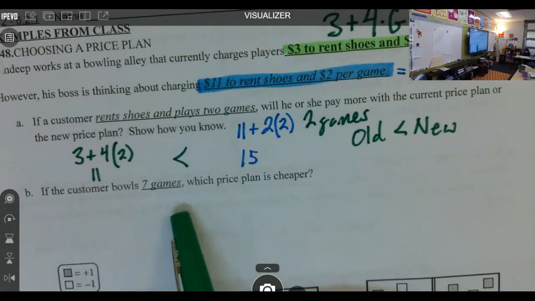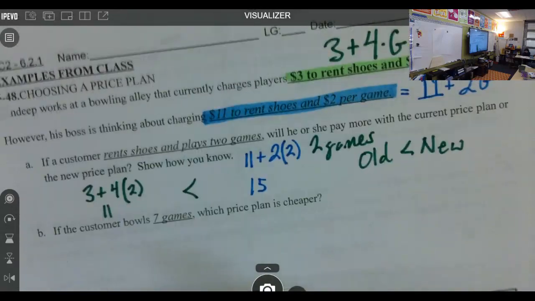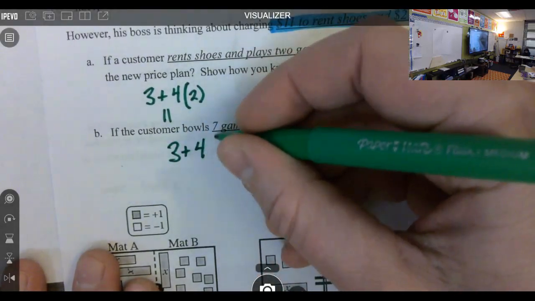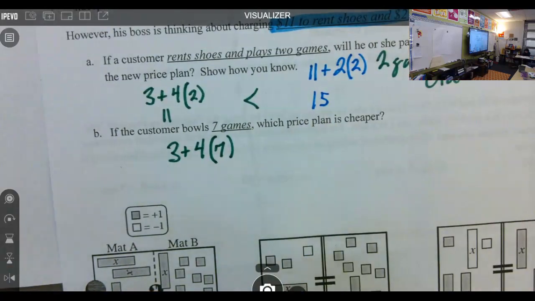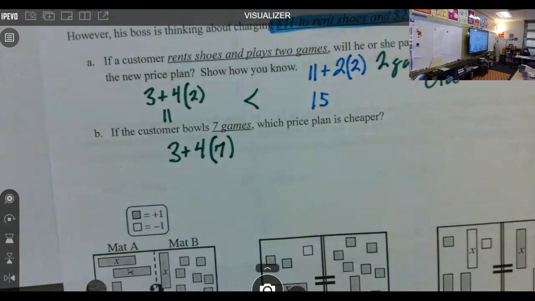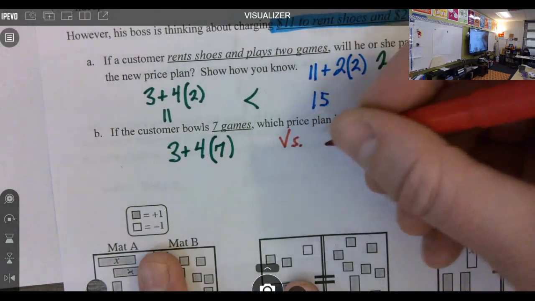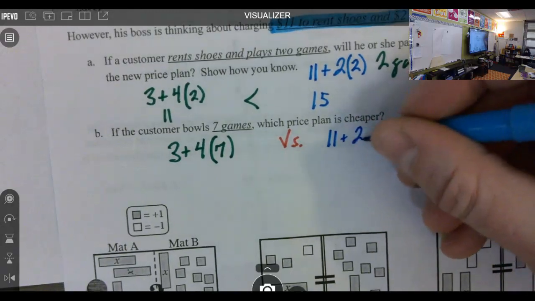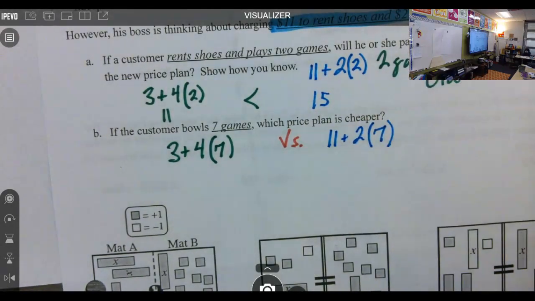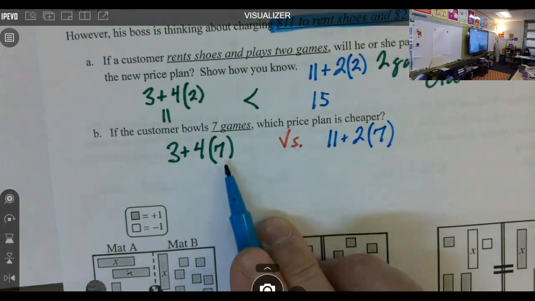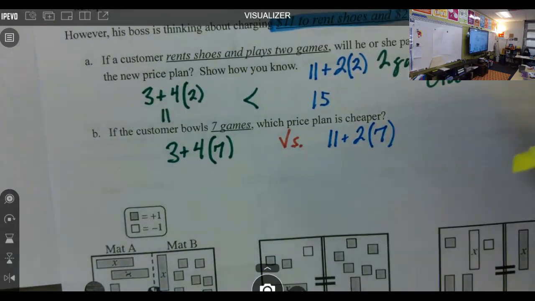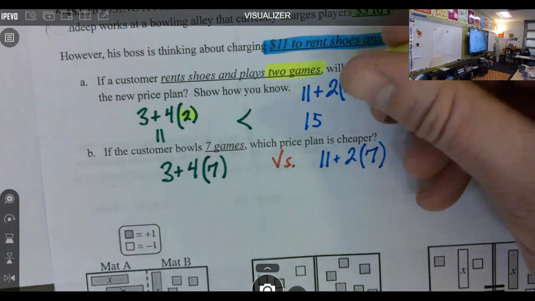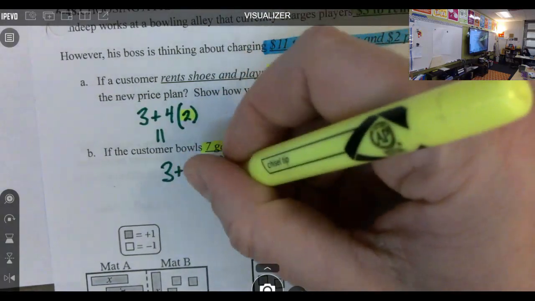So wait, for 7 games... Okay, so that same sort of setup, right? Except for 3 plus 4 times 7 versus our 11... Right, because now the games we're playing is 7. So it's the difference between 2 games, plugging in as 2, and 7 games, plugging in as 7.